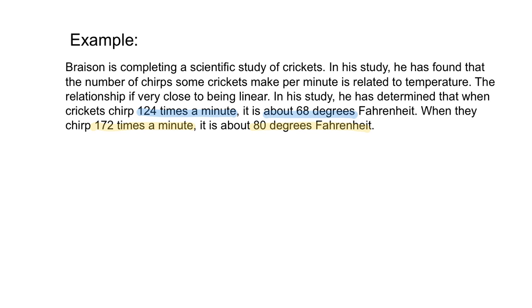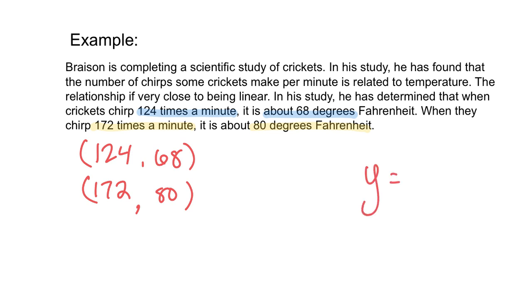So if we're going to represent this scenario in a function, we basically have 2 points that are given to us. We know that 124 times a minute means it's about 68 degrees, and 172 times a minute means it's about 80 degrees. So the only way I can write a function for this is to find my m and my b using my slope formula and then solving for b from there. So we'll do that first.